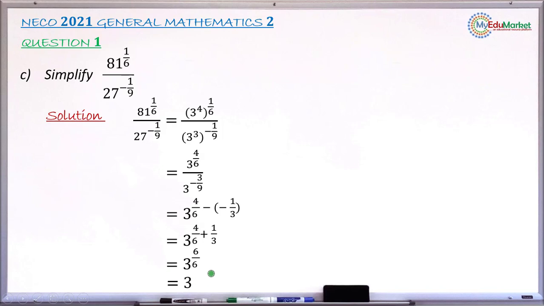So let me quickly share with you the mark distribution for this question as it is in the marking scheme. The very first mark is method 1 mark, and you'll be awarded this mark if you were able to change 81 and 27 to index form as 3 raised to 4 and 3 raised to 3 respectively. So you have this method 1 mark.